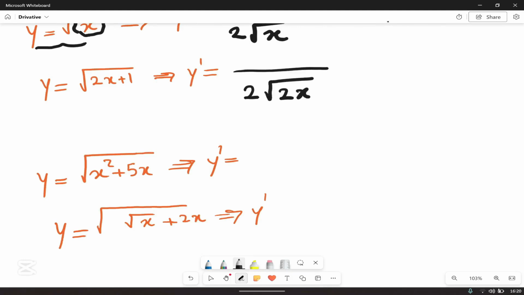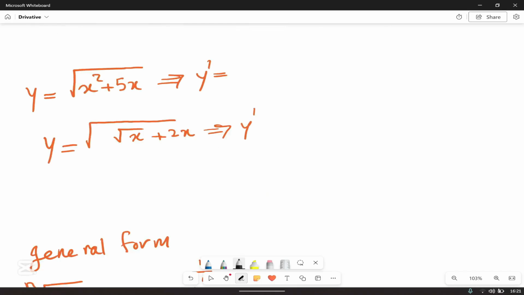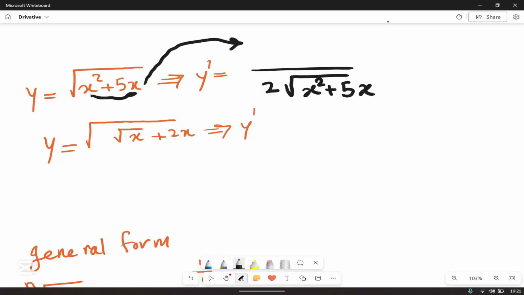Okay, 2x + 1, but in the top what happened? It is linear, so it's just the coefficient of x, which is 2. Also you can cancel them, but simplifying is not important in this situation. But another question: y equals root of something like this, x^2 + 5x. In the top you must take the derivative of the expression inside the root. It's so simple, 2x + 5.